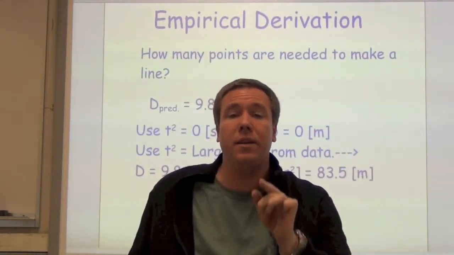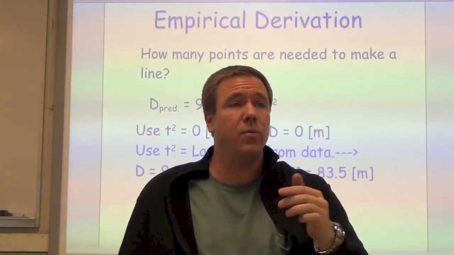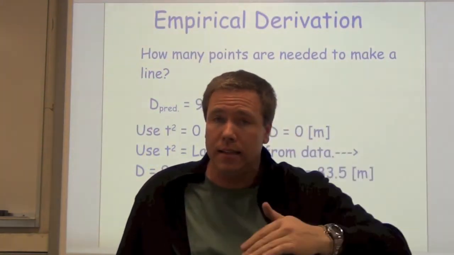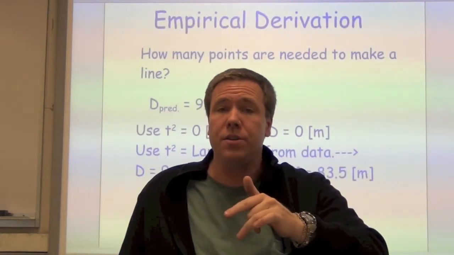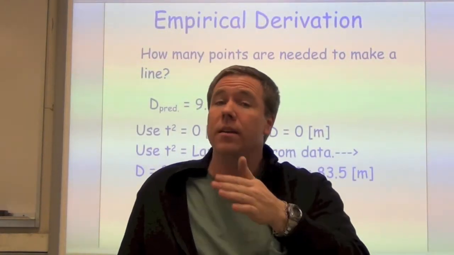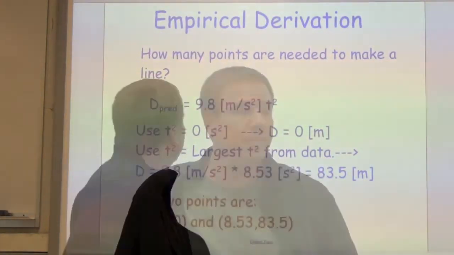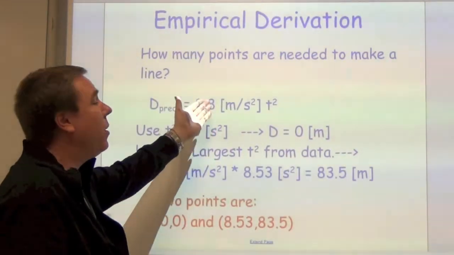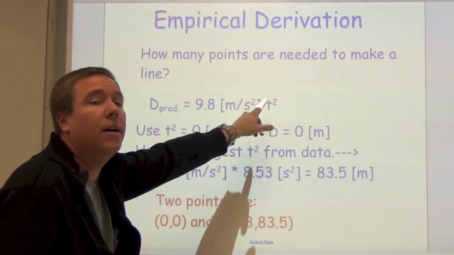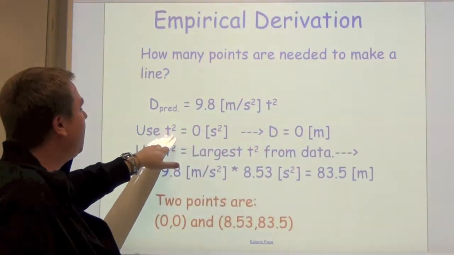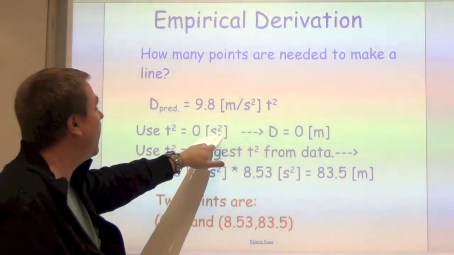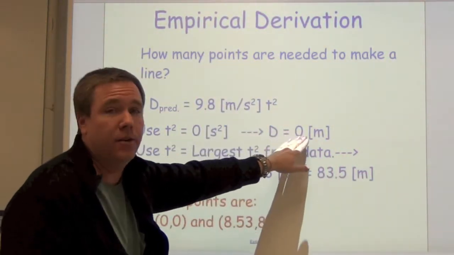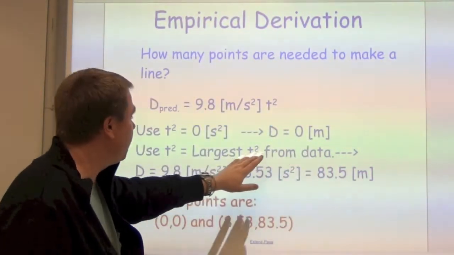One of those points can be the origin, because we're saying that there is no d naught, there's no vertical shift in the data. We're going to go through the origin. When there is no time, there is no displacement. So we write out our equation. My predicted displacement is 9.8 meters per second squared times t squared, and we're going to plug in 0 for seconds squared for the origin, and our product gives us 0 meters for displacement.